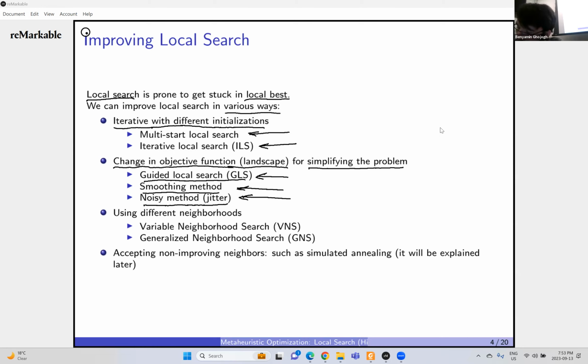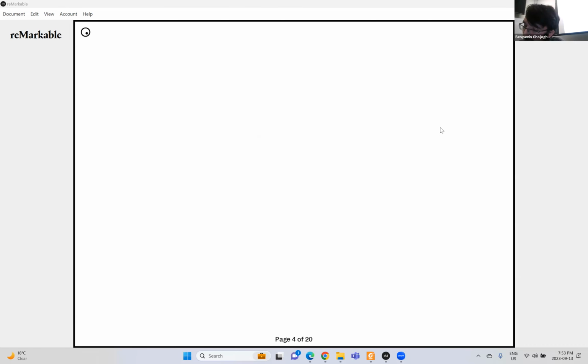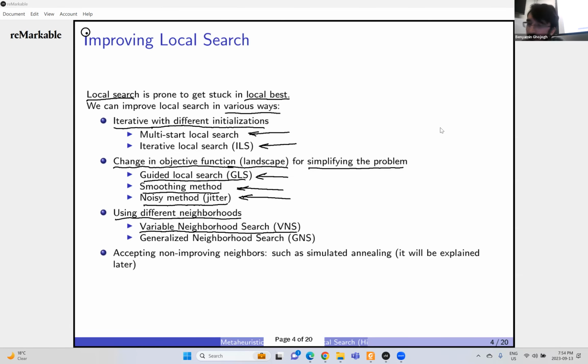Okay, so we can use different neighborhoods, such as variable neighborhood search or VNS and generalized neighborhood search or GNS. Or we can accept non-improving neighbors, such as simulated annealing. We will explain it later, right? So let's go to each of these one by one.